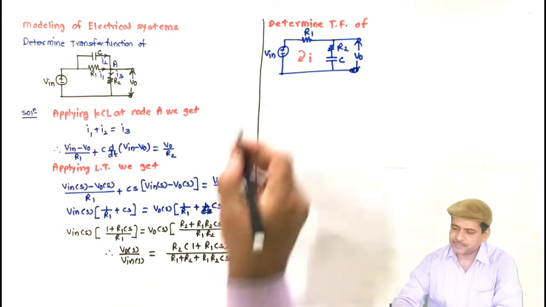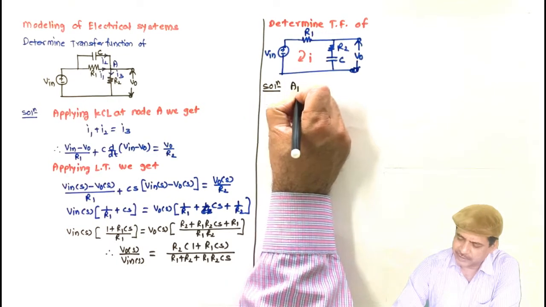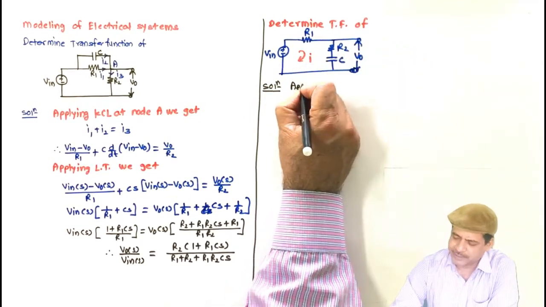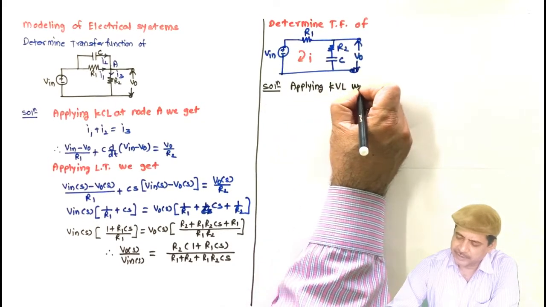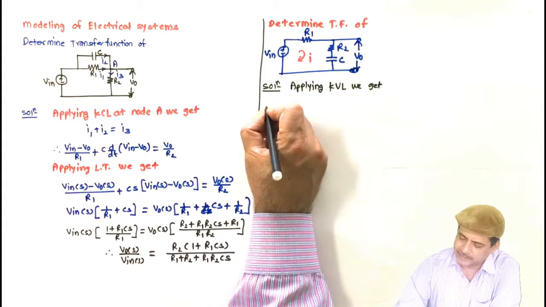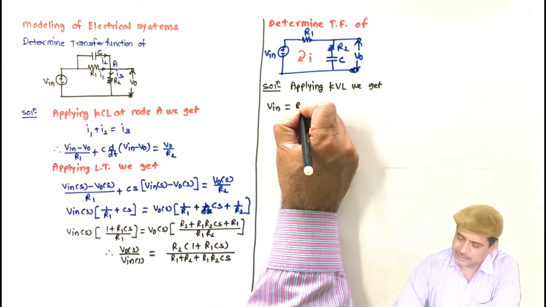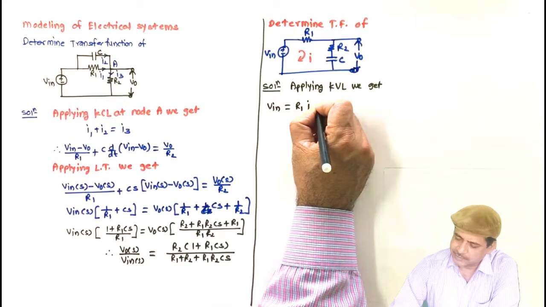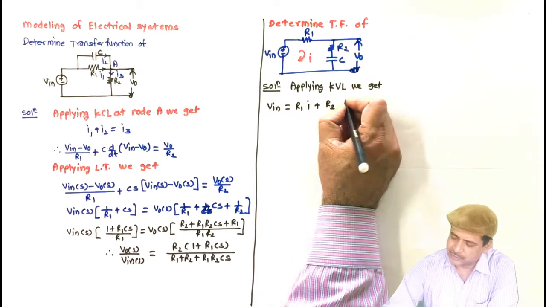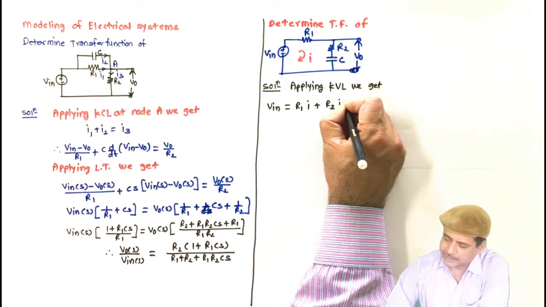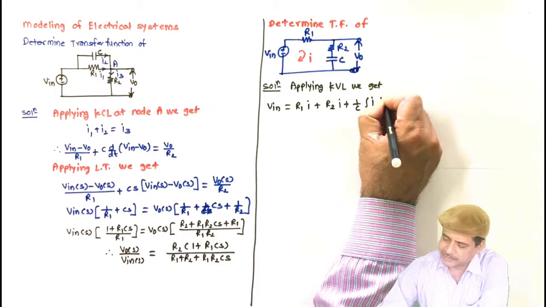So how to proceed? Same way. This is also a very simple circuit. Now here there is a single loop, so let us apply KVL. Applying KVL, we get V in is equal to R1 into I plus R2 into I plus 1 by C integration I dt.